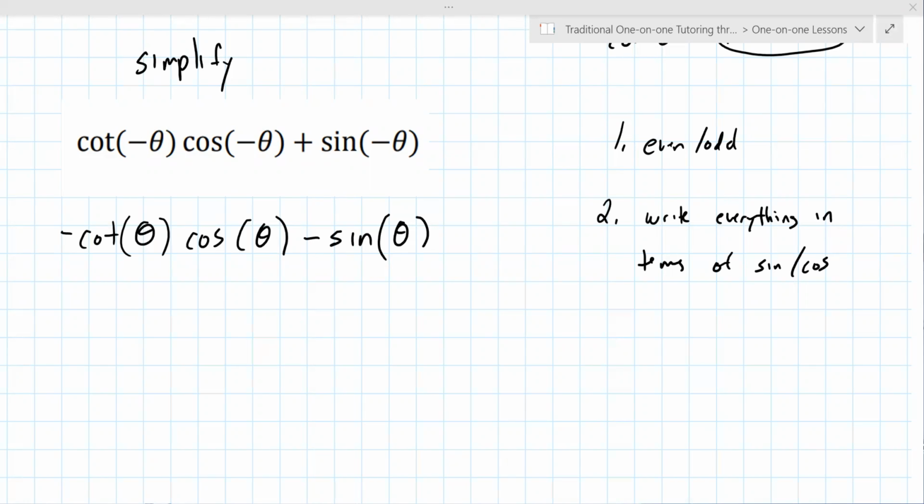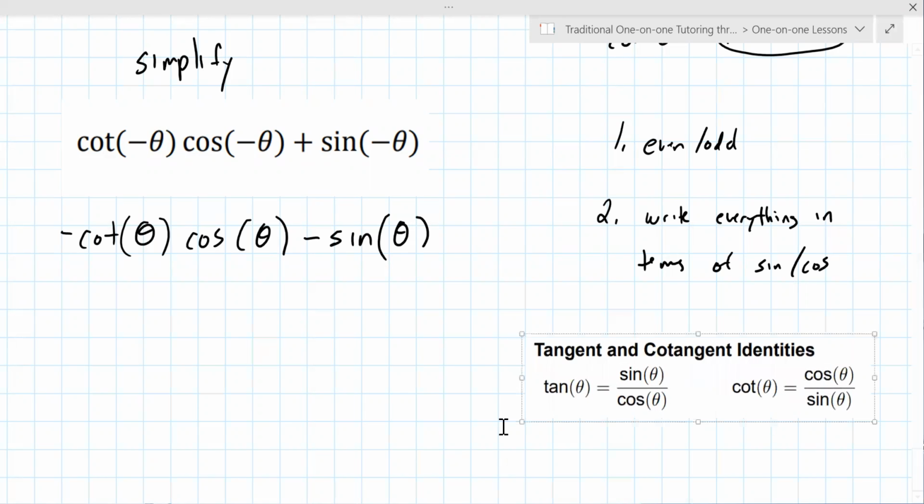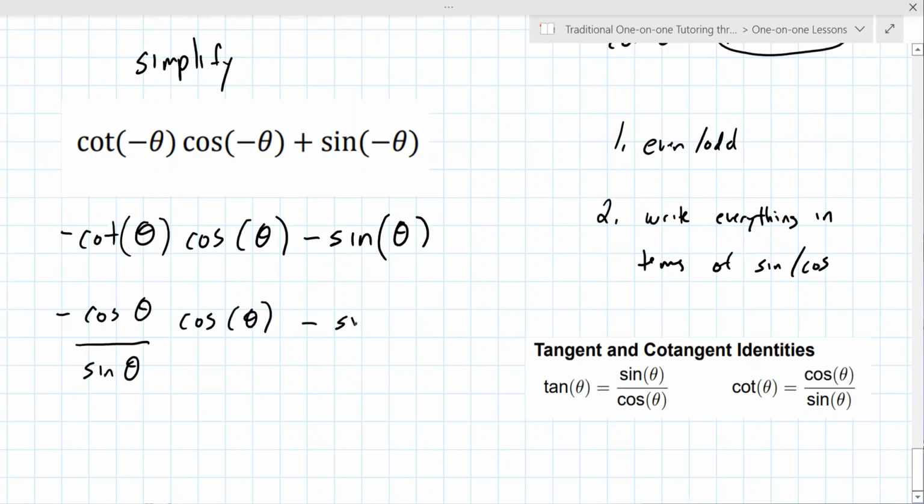It's at the top of page 2. Let me snip it in here. Oh, it's cosine theta over sine theta. Yes, so it's minus cosine theta over sine theta, cosine theta minus sine theta, like this.